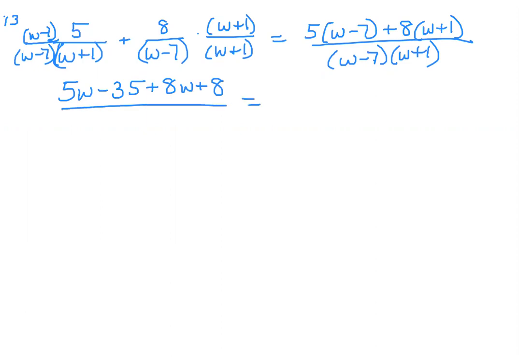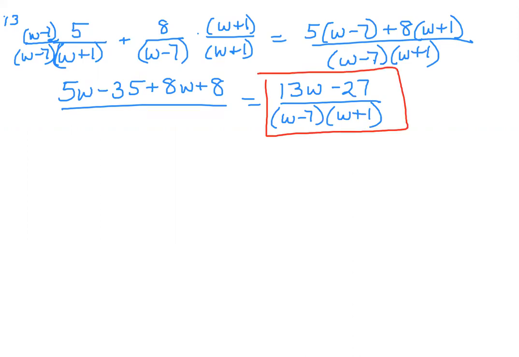And we get, let me make sure I'm doing this right. And we get (13w minus 27) over (w minus 7) times (w plus 1). And guess what? That's our answer. There's nothing we could do to make that more simple because nothing comes out of 13w and 27 on the top, so we can't factor anything out. So that's just our answer.